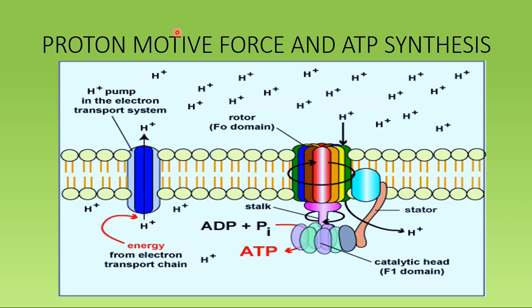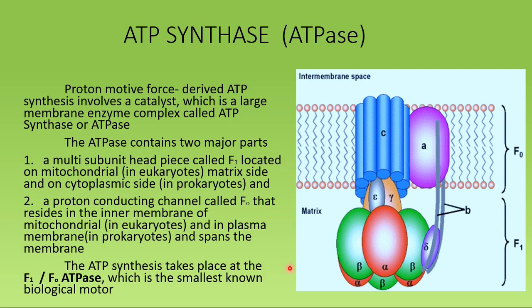Now this proton motive force is very essential for the synthesis of ATP in the process of oxidative phosphorylation. The ATP is synthesized by a special type of membrane-embedded enzyme called ATPase. So let's see the ATPase structure. As I said, the proton motive force-driven ATP synthesis involves a catalyst. So here is the catalyst, a large membrane enzyme complex called ATPase or ATP synthase.